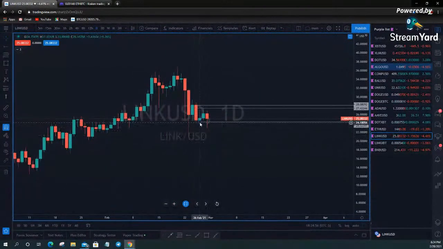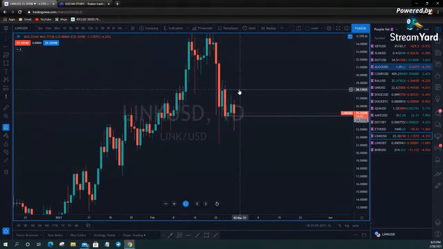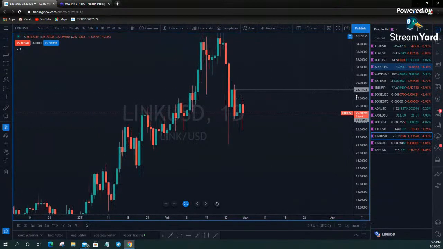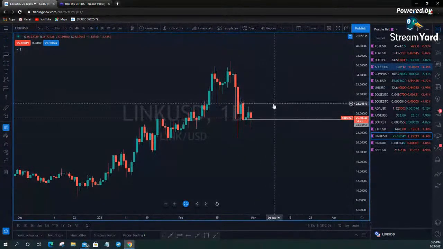Currently right here is your support, 24.73. That is your support. And your first area of resistance that you got to get a daily closure through is 28.13, this level right up here. As long as you're closing daily candles in between these two areas, there is no high probable setup, unless you're looking to short the high range and buy the low range.